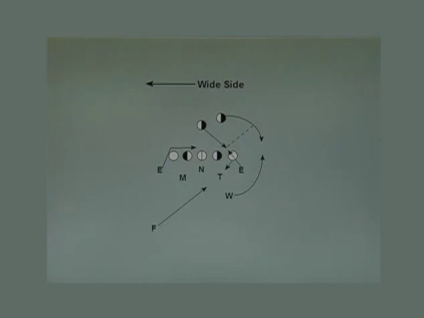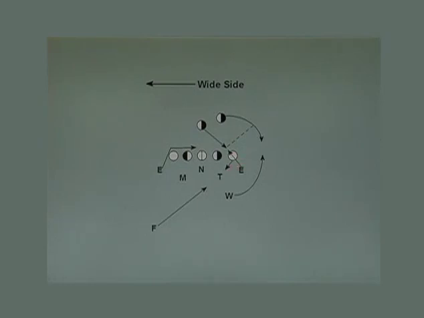Okay. If we're to the wide side now and they run the speed option, we get this kind of situation where if they're not blocking the end, he's going to close and hit the quarterback, and we should be real sound. Teams haven't been real successful running this against us unless they lead the tackle on our end.